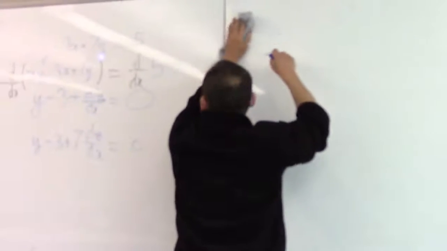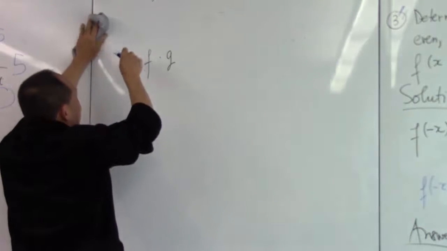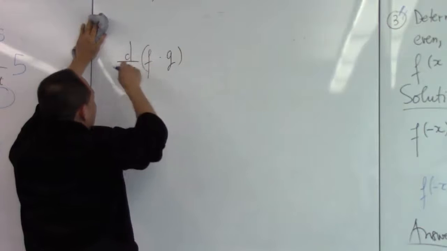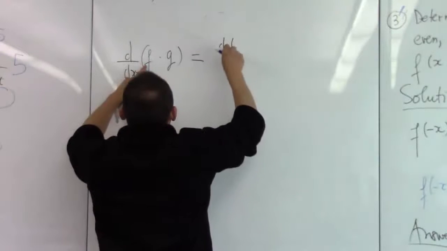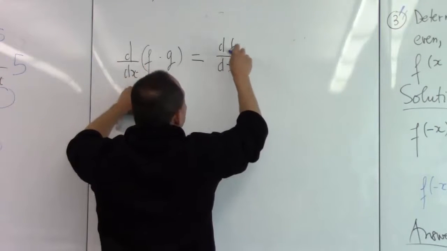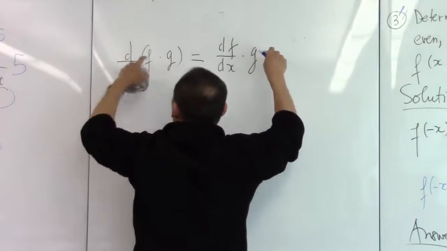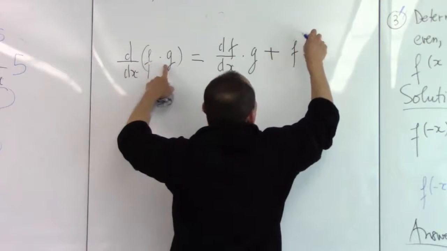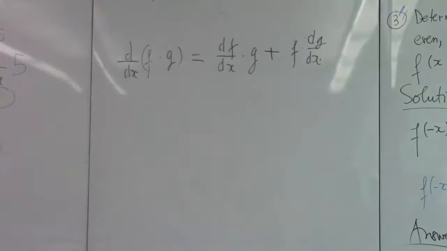Okay, now if you have the function f times g, and you take the derivative, it means that you take the derivative of the first function times the second function, plus you keep the first function and take the derivative of the second function. That's the formula of a product here. Be careful with this. You see that here is the product. So be careful of this. Here, the key is here.